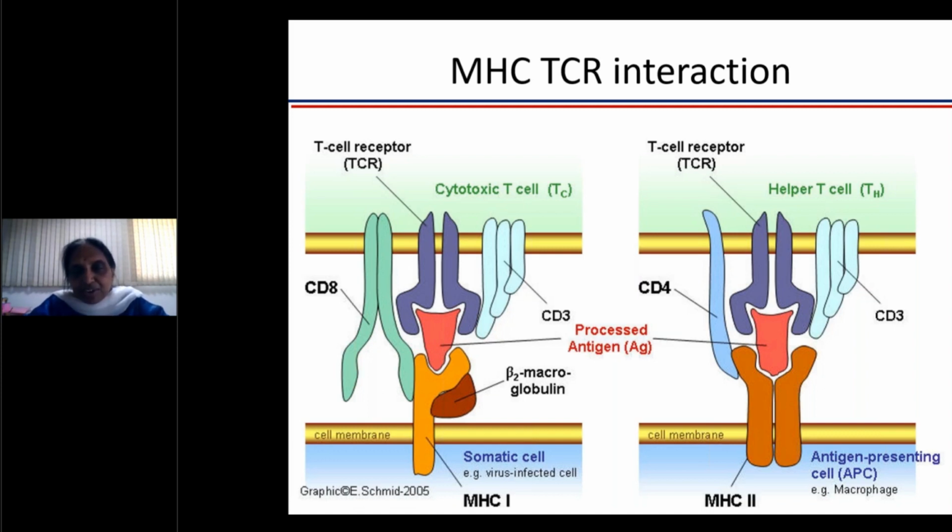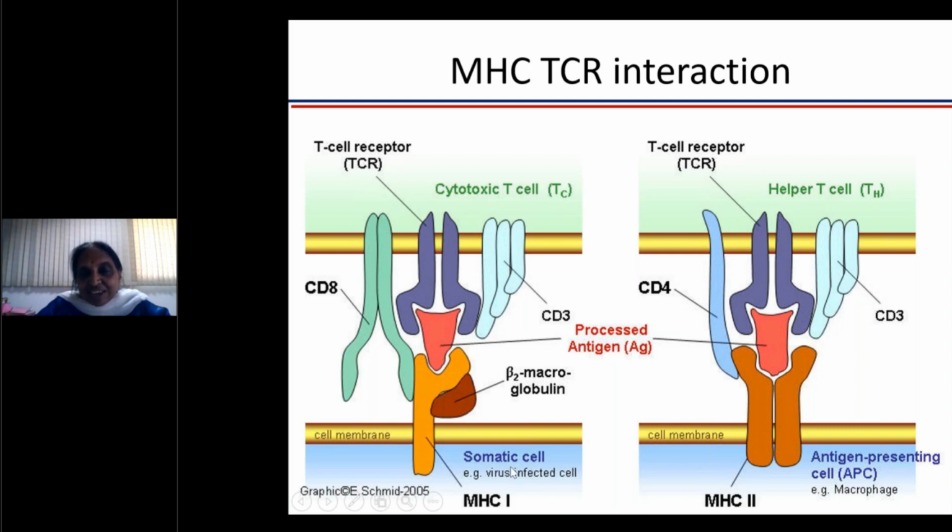The CD4 cannot bind to MHC class 1, while the CD8 molecule can bind to MHC class 1 but can't bind to MHC class 2. So the CD8 cell comes in close vicinity to the MHC class 1. That is why this system works perfectly, that antigen presentation through MHC class 2 will occur only to CD4 cells, while recognition of cells which are having viruses or tumors or any intracellular pathogen will occur only with the cytotoxic T cell.